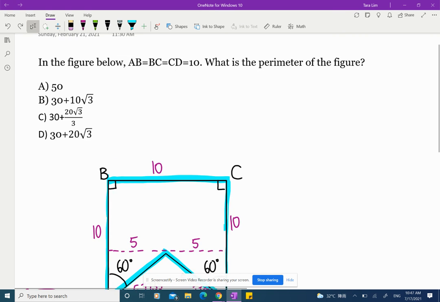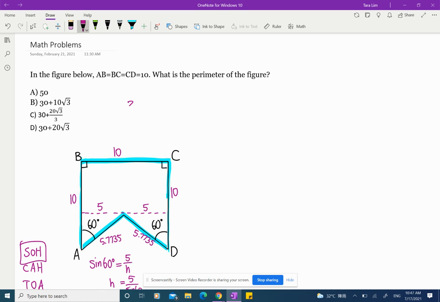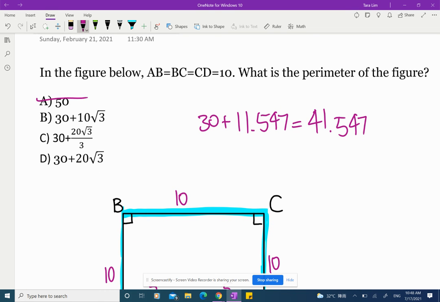But here, look at the answers. The only complete answer is A. So let's see. 10 plus 10 plus 10 is 30, and then plus 5.7735 times 2, because there are two of them, is going to be 11.547. And if we add them up, it's going to give us 41.547. Now you know that it's definitely not A, because 50 is not 41.547.